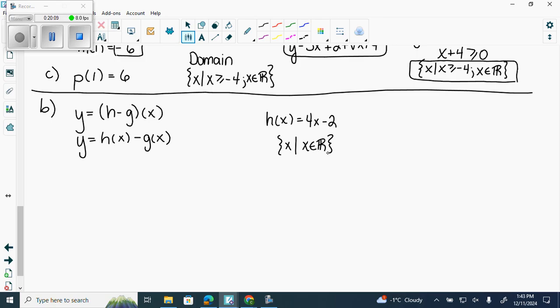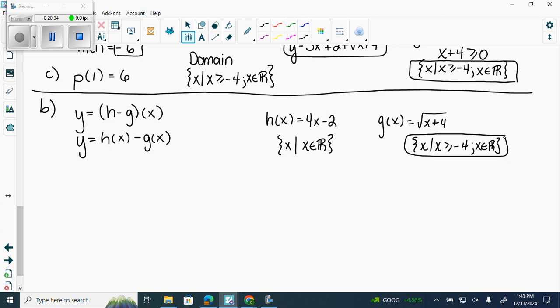Then we have to do g of x. G of x is root x plus 4. What's its domain? X such that x is greater than or equal to negative 4. What is the most restricted domain out of these two? This one. So that is going to be the domain of our combined function. And then when we find our function, we're going to get y equals 4x minus 2 minus square root of x plus 4.